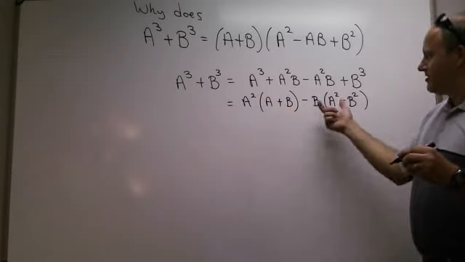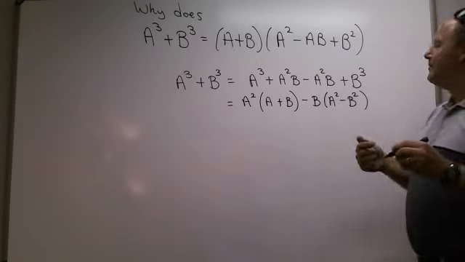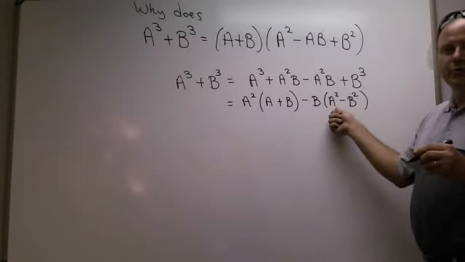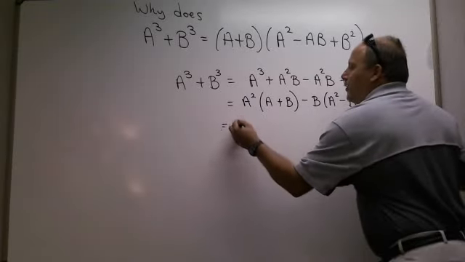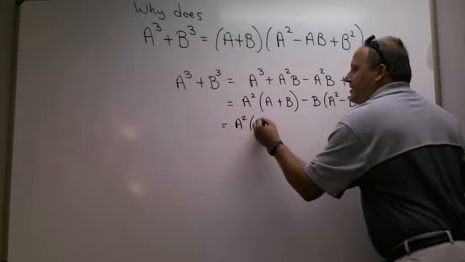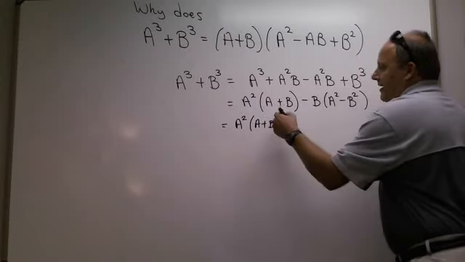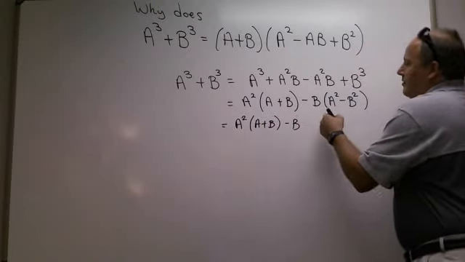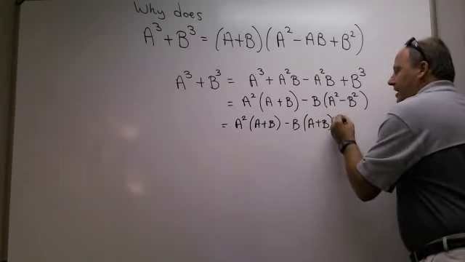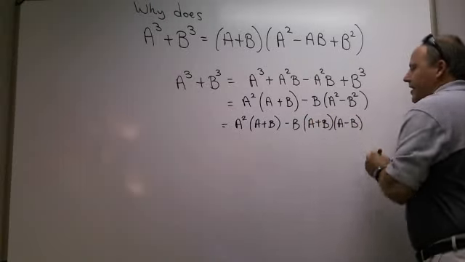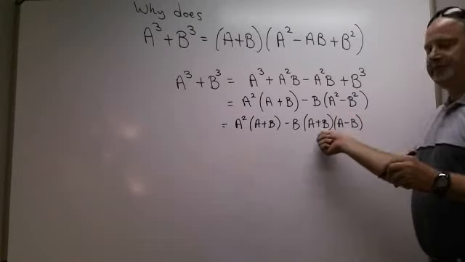At first glance, you're like, well, there's nothing in common. That doesn't do you any good. But it does, because a squared minus b squared actually factors again, because it's a difference of squares. So we have a squared times a plus b, same thing, negative b, and then the a squared minus b squared factors as a plus b times a minus b.